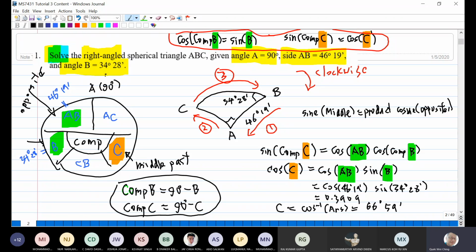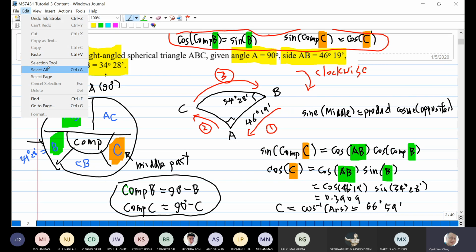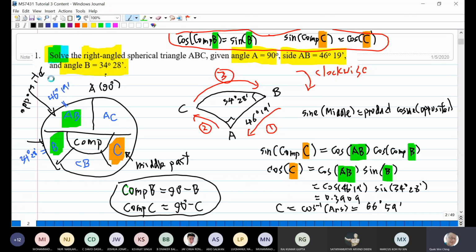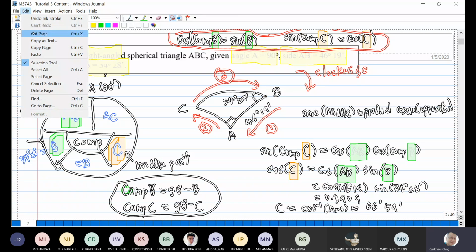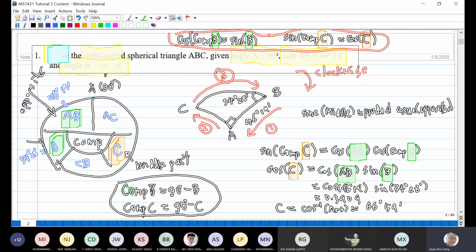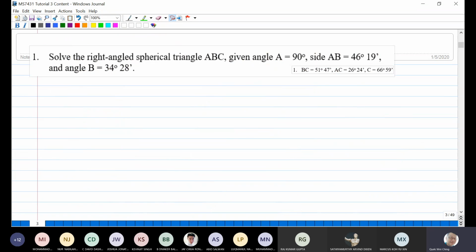Okay, so I have this already. So let's move to the next one. Next slide here. I'm going to copy this and then continue. Edit, select page now. Copy page here. So I'm going to the next page here. Same. So you can see the answer given by that, right? So follow the pattern.